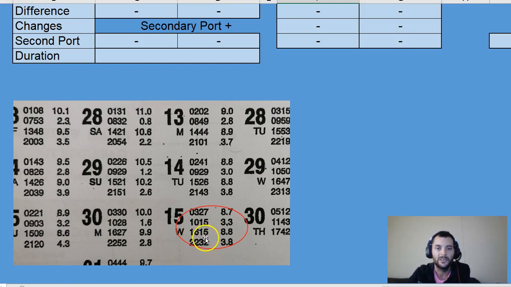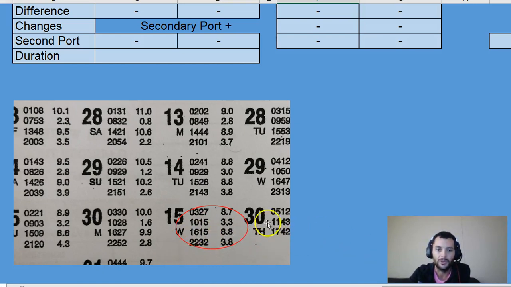Then at 16:15 it's high tide again, and it's 8.8 meters. And then at 22:32 it's low tide again, and this time it's 3.8 meters. So at the moment for our vessel we're at 1:30 in the afternoon. That means we're falling in between the low and the high tide over here, in between 10:15 and 16:15, which we can see is a 6 hour span.